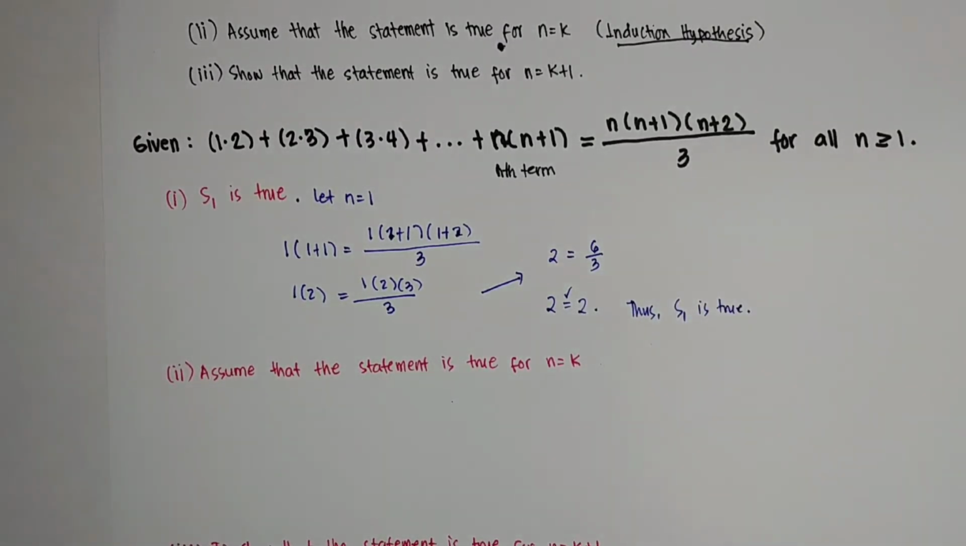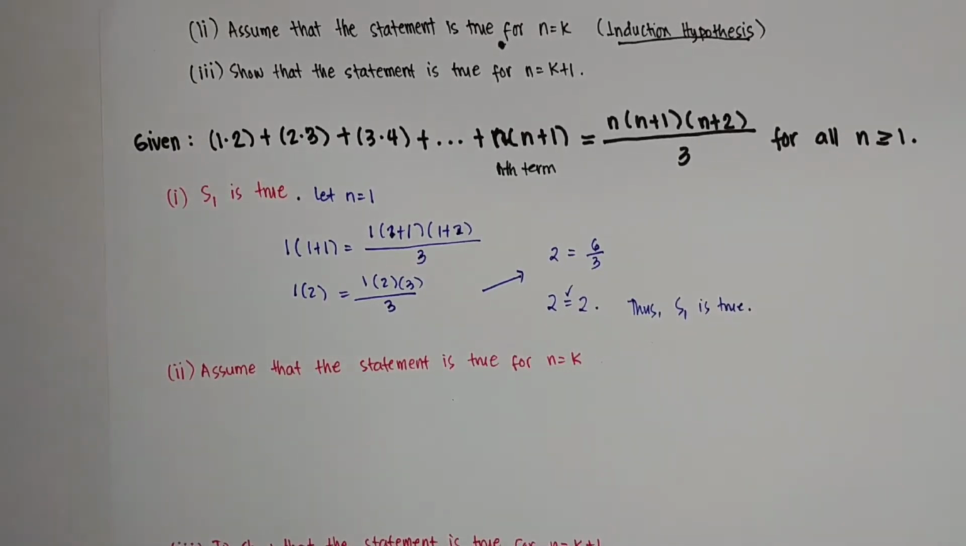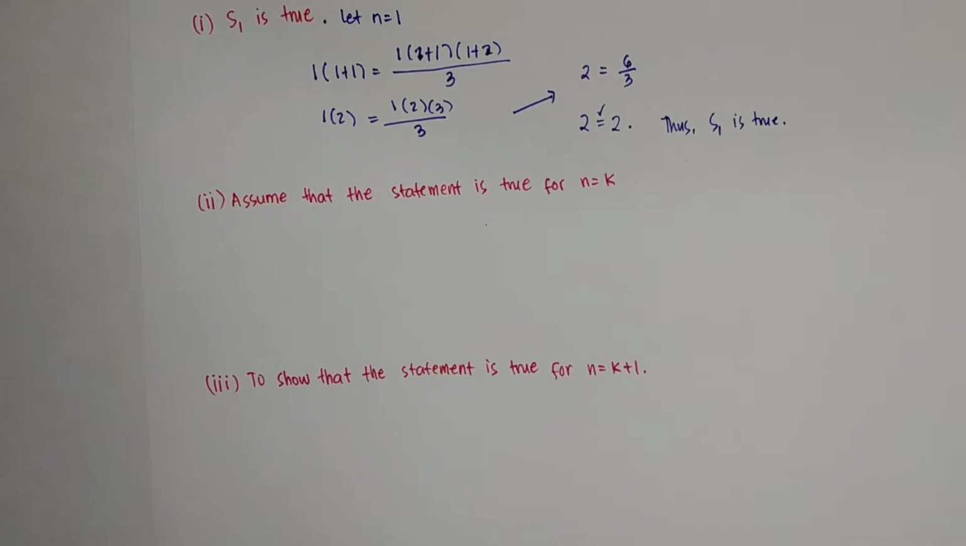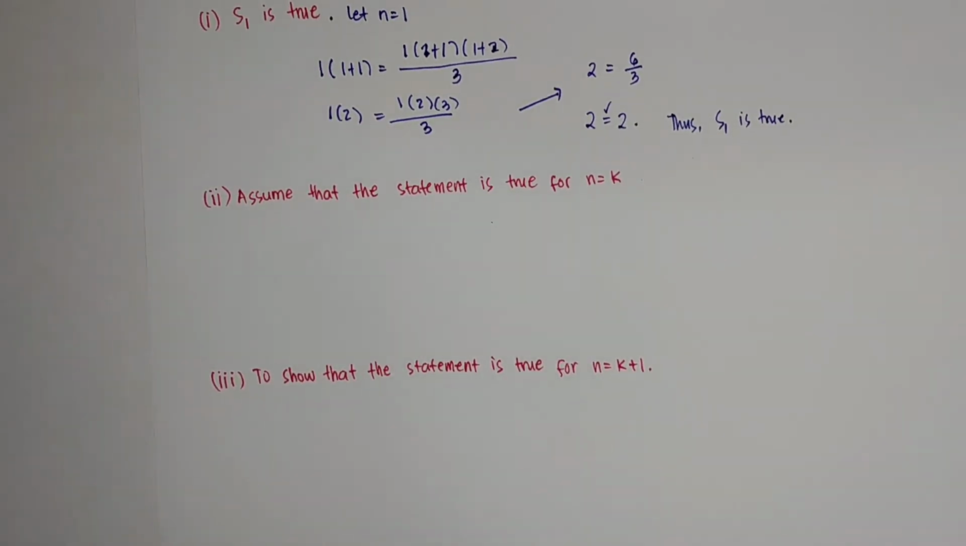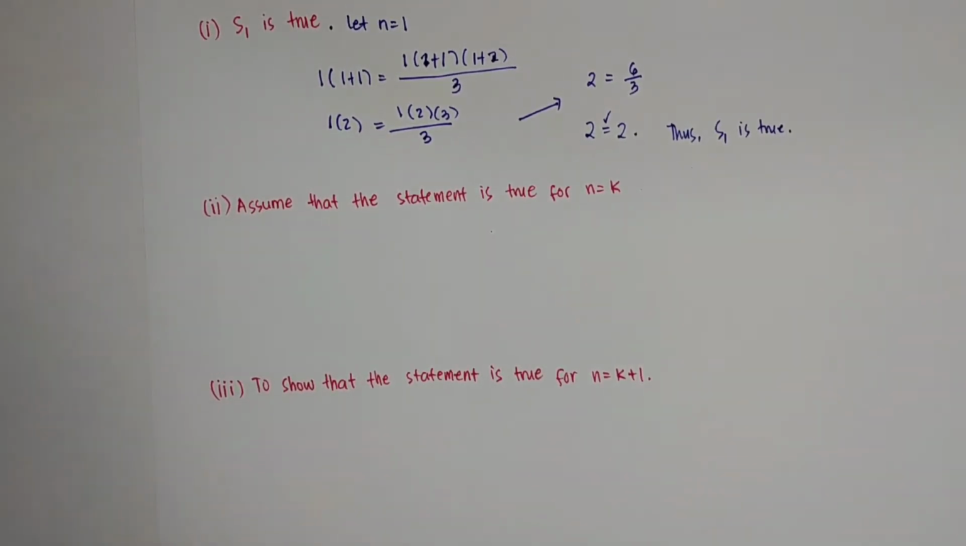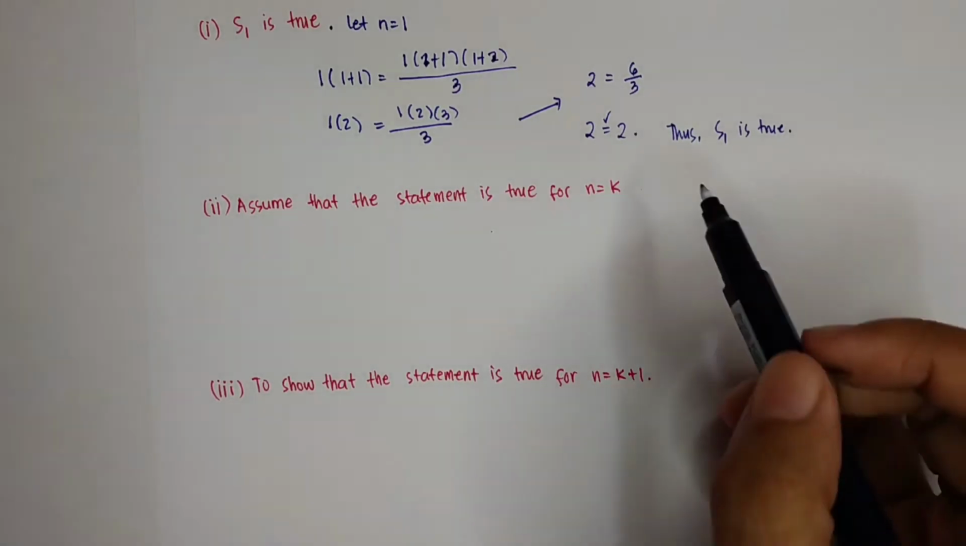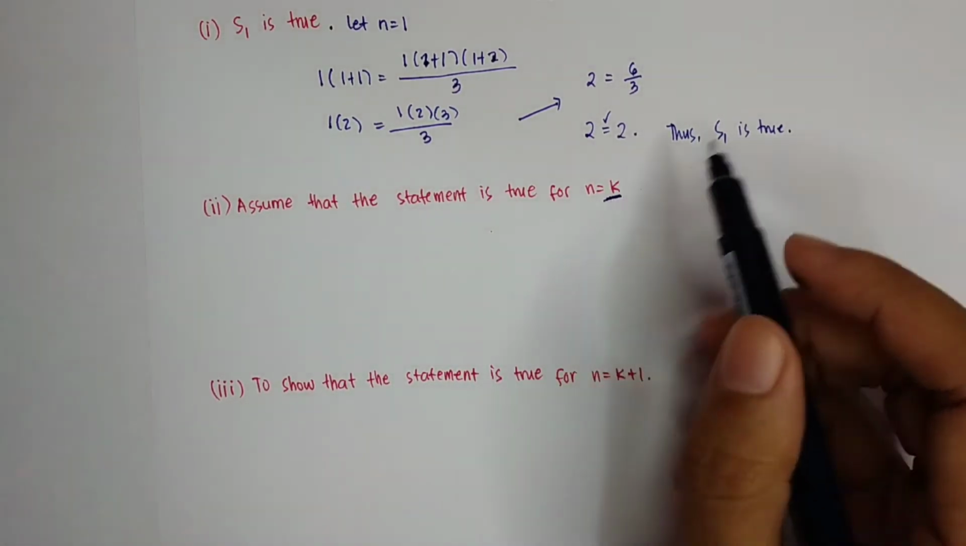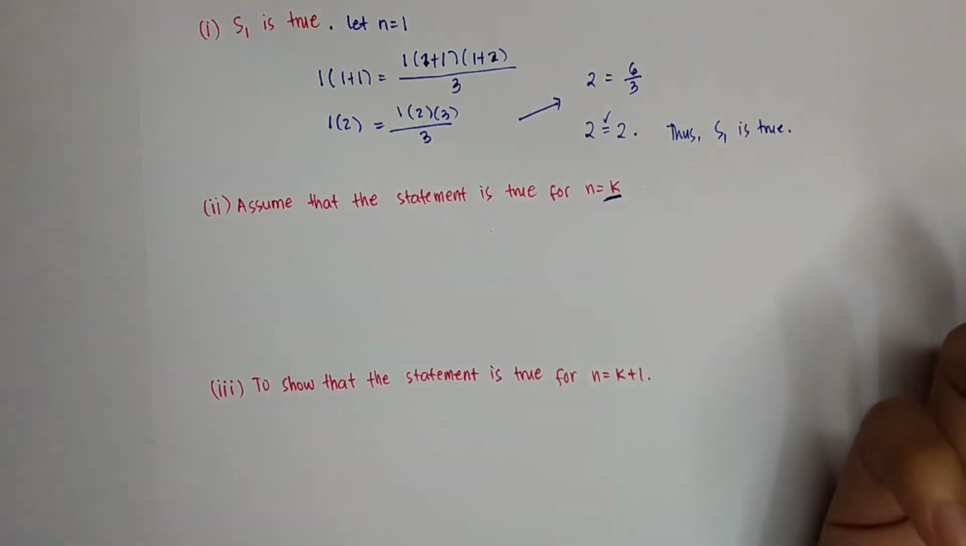So, since S1 is true, pwede tayo makaproceed with our second condition or next step natin. Again saka lang tayo mag-proceed if na-satisfy natin yung first condition. Okay, proceed tayo with the second condition. Assume that the statement is true for n is equal to k. This is our induction hypothesis. So, kailangan lang natin i-substitute yung k sa value ng n natin.